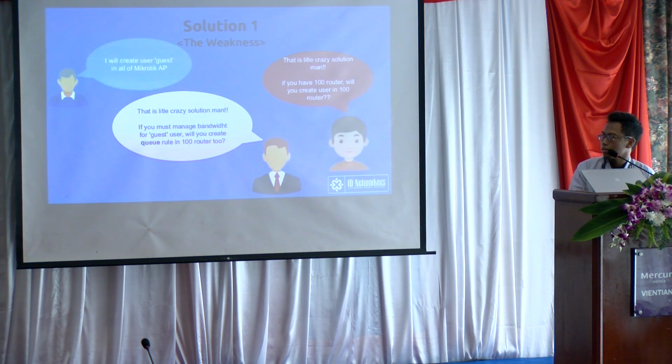And what about bandwidth management? Of course, we have created the guest user in every device. So if we want to manage bandwidth for that user, we must create a bandwidth management rule in every device. In this topology, we have just 4 MikroTik access points. That is, I think, no problem if we have to create a bandwidth management rule four times. But imagine that we have 100 routers. So we must create bandwidth management 100 times. I think that is a problem for us.